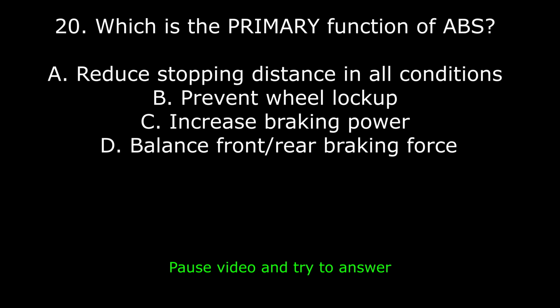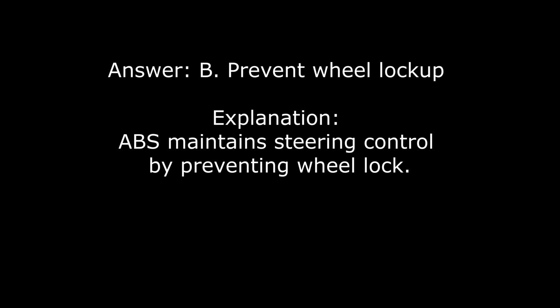20. Which is the primary function of ABS? A. Reduce stopping distance in all conditions. B. Prevent wheel lockup. C. Increase braking power. D. Balance front-rear braking force. Answer. B. Prevent wheel lock. Explanation. ABS maintains steering control by preventing wheel lock.